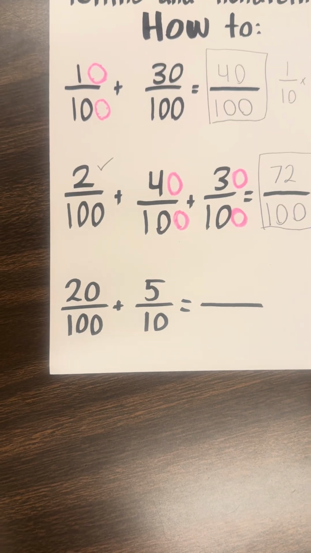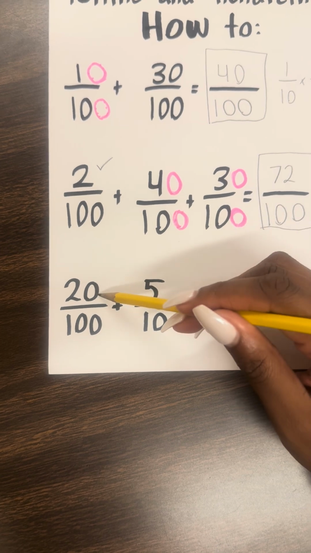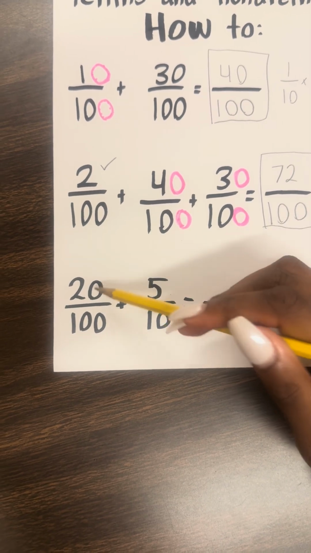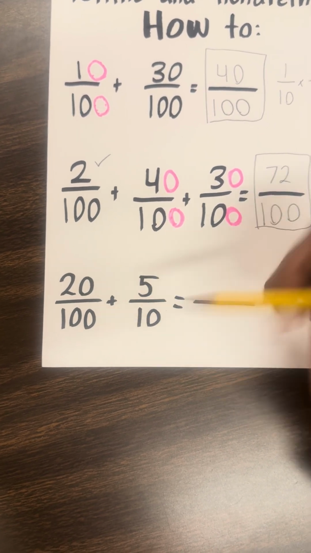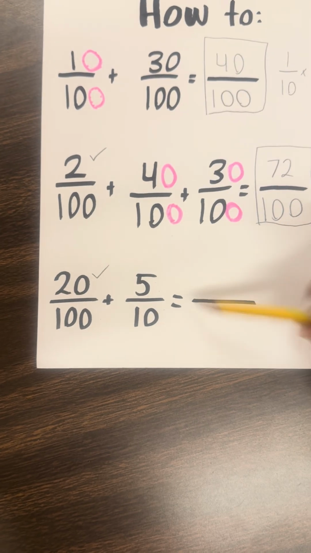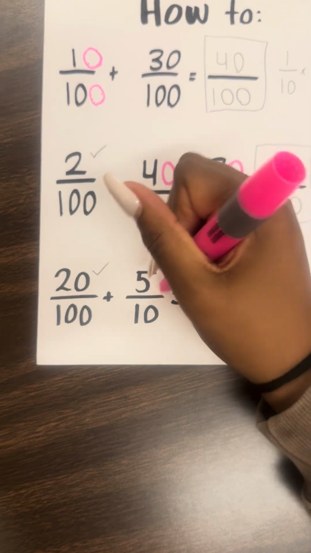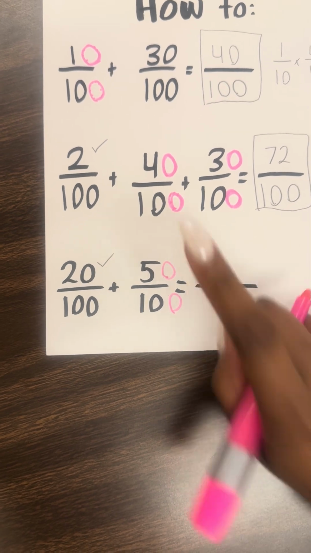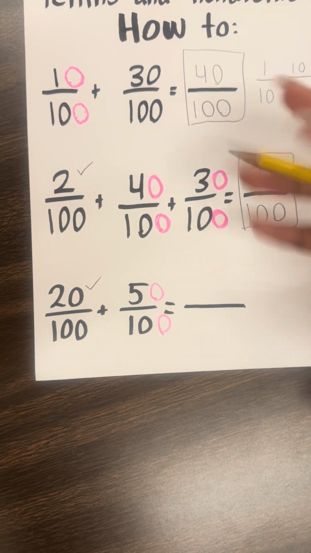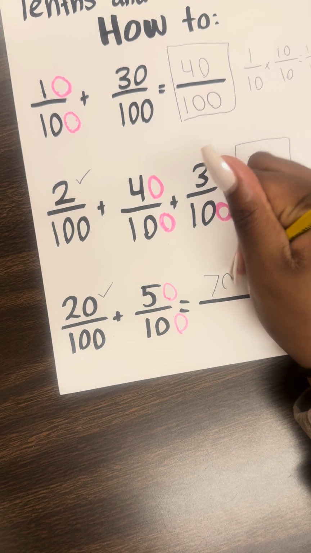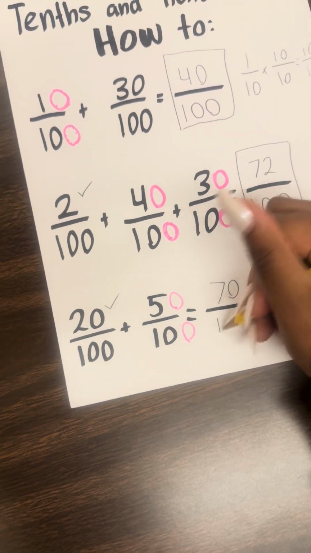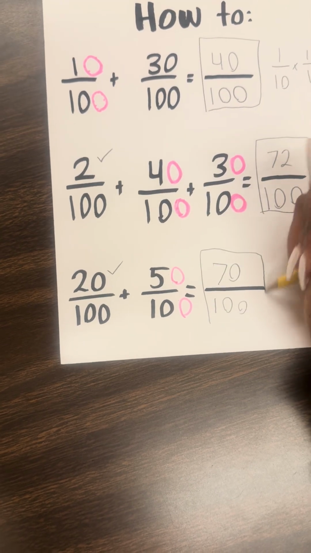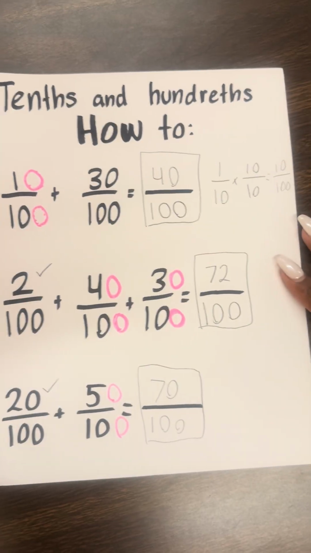Last one. 20 hundredths plus 5 tenths. Okay, this one is in hundredths, so keep this the same. This one is not, so we're gonna add a 0 to the top and the bottom. What I do to the bottom, gotta do to the top. 50 plus 20 is 70. Adding, so we're keeping this hundredths. And box. You got this.